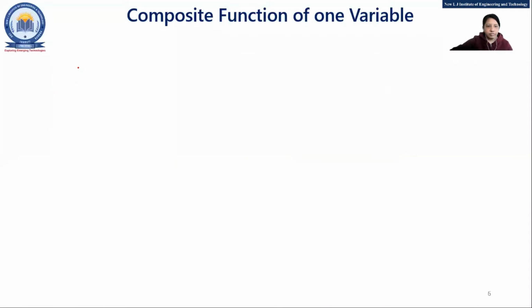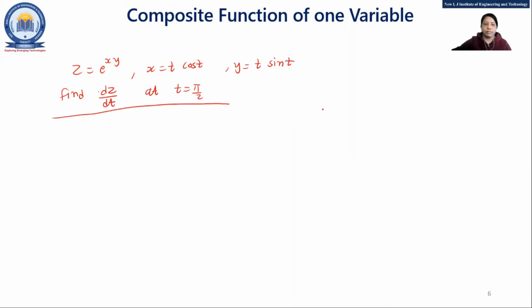Z equal to e raised to xy. Write down with me this example, you are supposed to do it. X equal to t cos t, y equal to t sin t. The question is to find out dz by dt at t equal to pi by 2. So you just need to find this, at t equal to pi by 2.